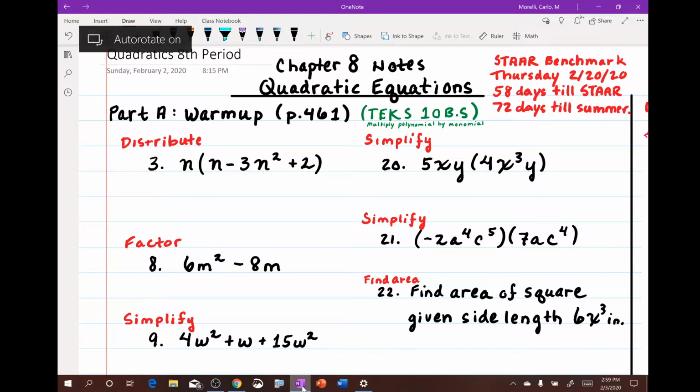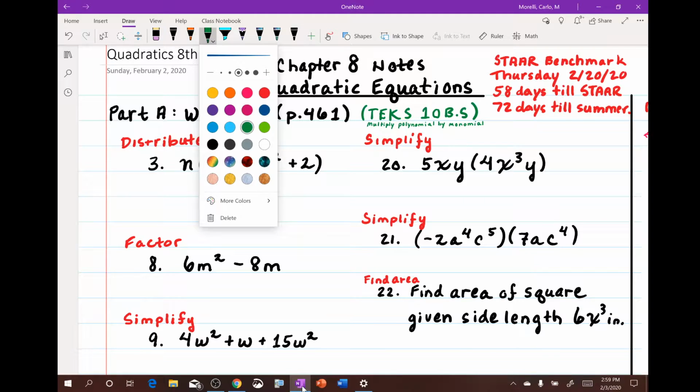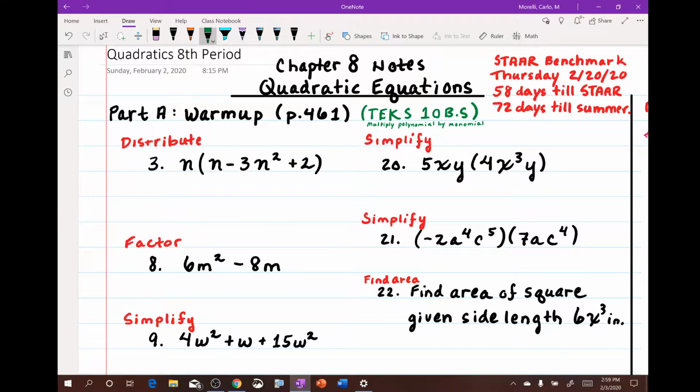So now, let's actually get to work. I'm only going to do 2 of these because I had to take a little time there because of the connection. So I'm going to do number 3 right now. We're going to distribute that n through each term. So n times n is n squared. N times negative 3n squared is negative 3n cubed, or negative 3n to the 3. And then n times 2 is positive 2n.